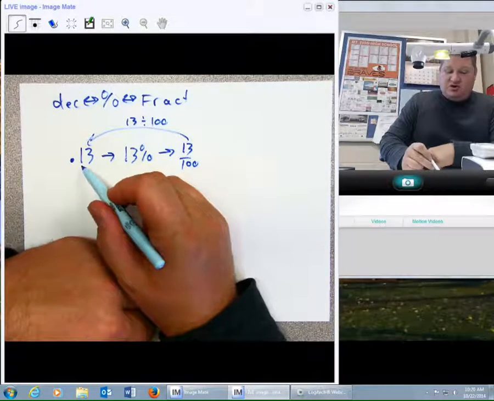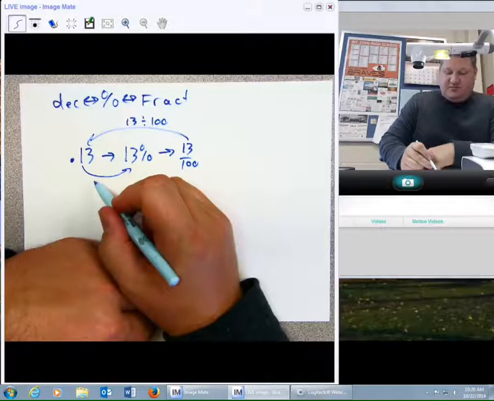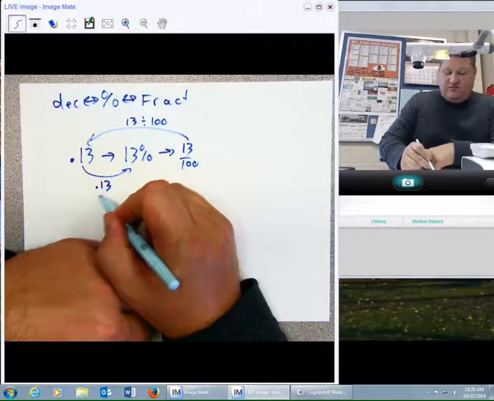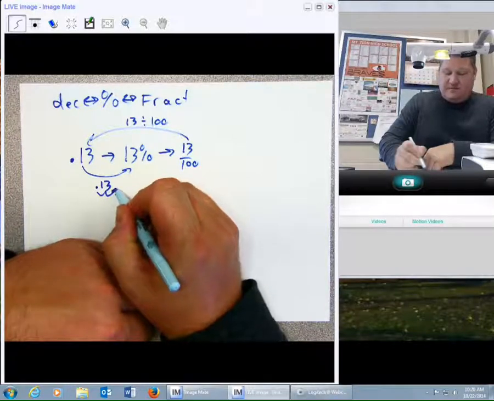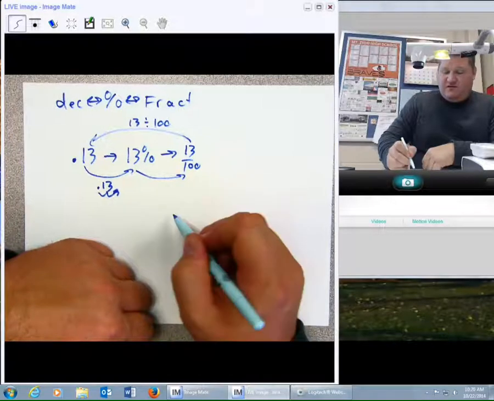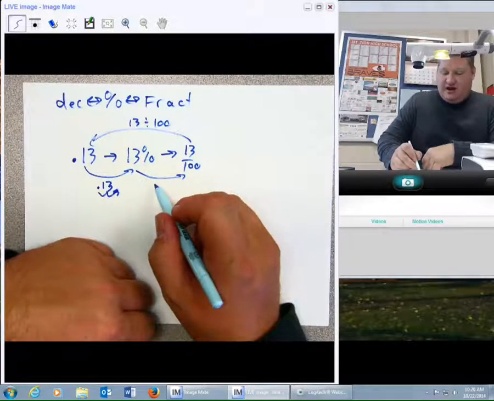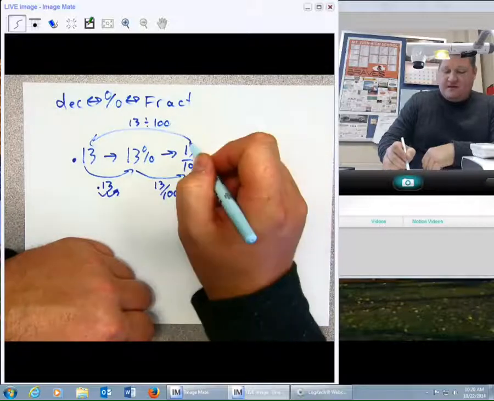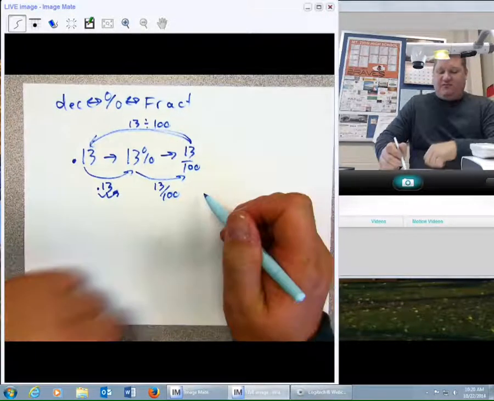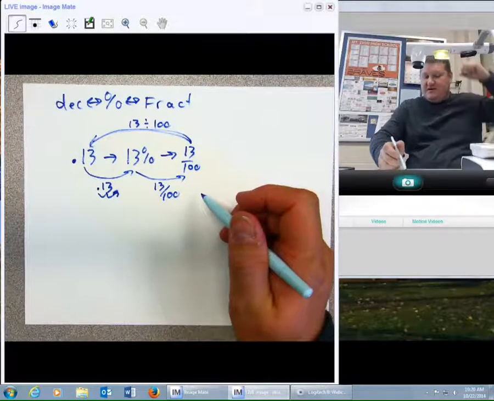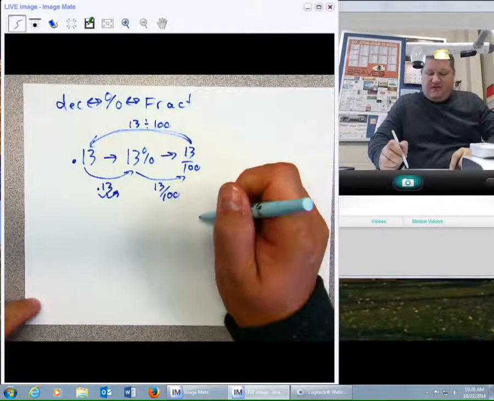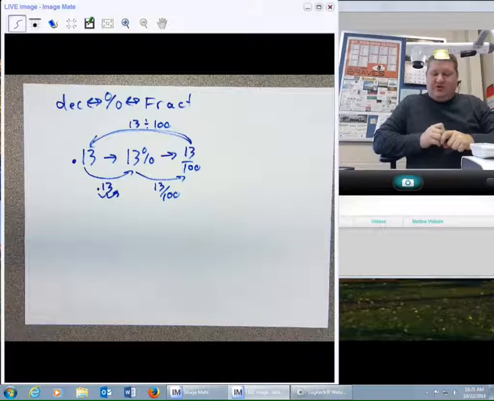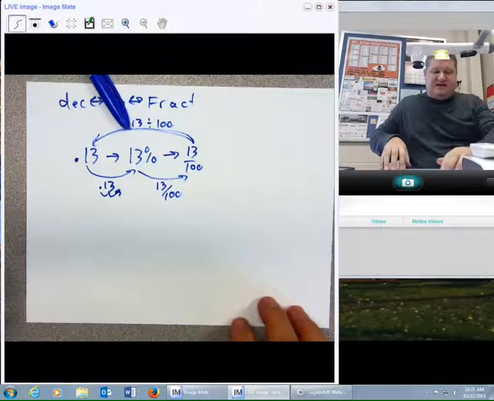So, to get from decimal to percent, we take the decimal and we move it 2 spots. To get from a percentage to a fraction, we simply take the number and put it over 100. And to go from a fraction all the way back to a decimal, we take the 13 and divide it by the 100. Using all those, you should be able to go from percentages to decimals to fractions and back again.